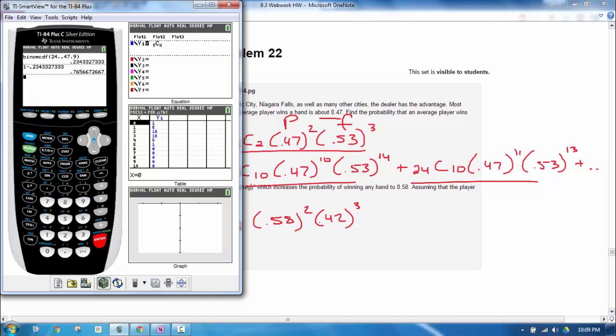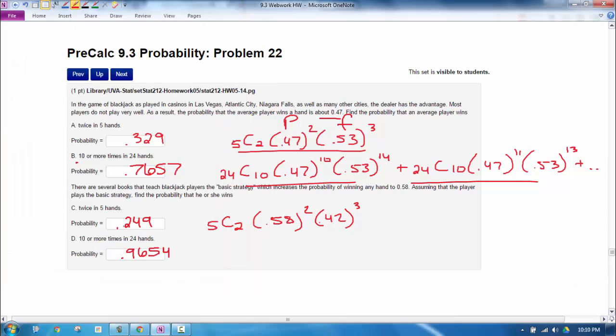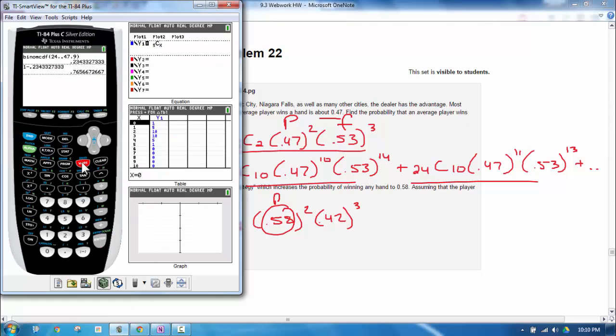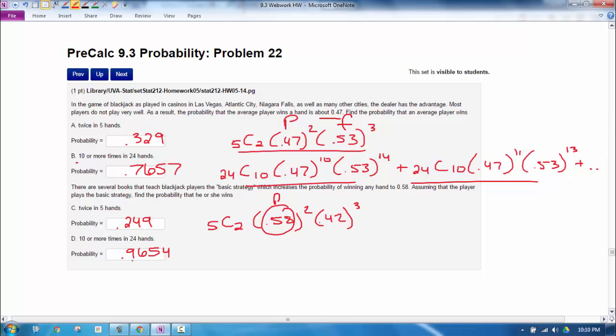And the next I just repeat that, only with now a probability of success of 0.58 and a probability of failure of 0.42. 10 or more is the same thing, only this time I'm going to change my probability of success to 0.58 in the calculator when I go to do second distribution, binom CDF. I'm now going to change this to 0.58 right here. And then hit enter, and don't forget after you're done to do 1 minus that to get the probability of winning 10 or more, and then it'll give you 0.9654.